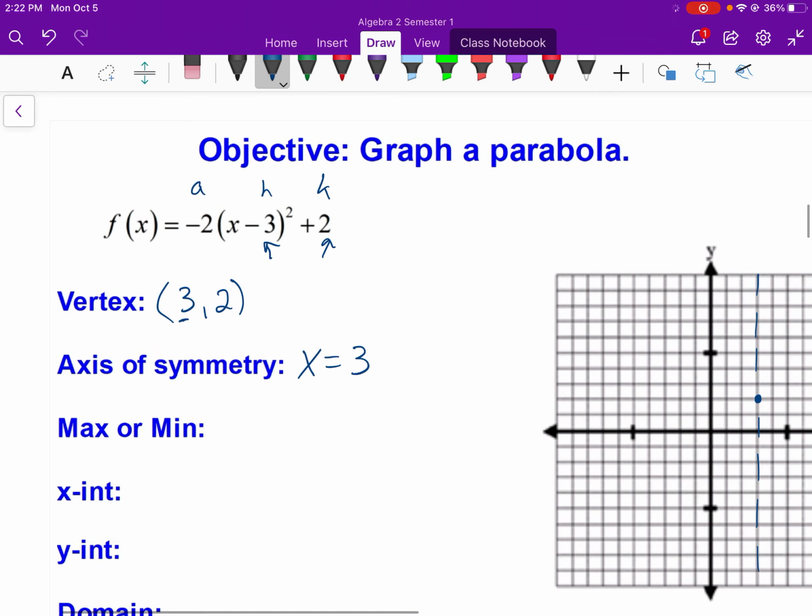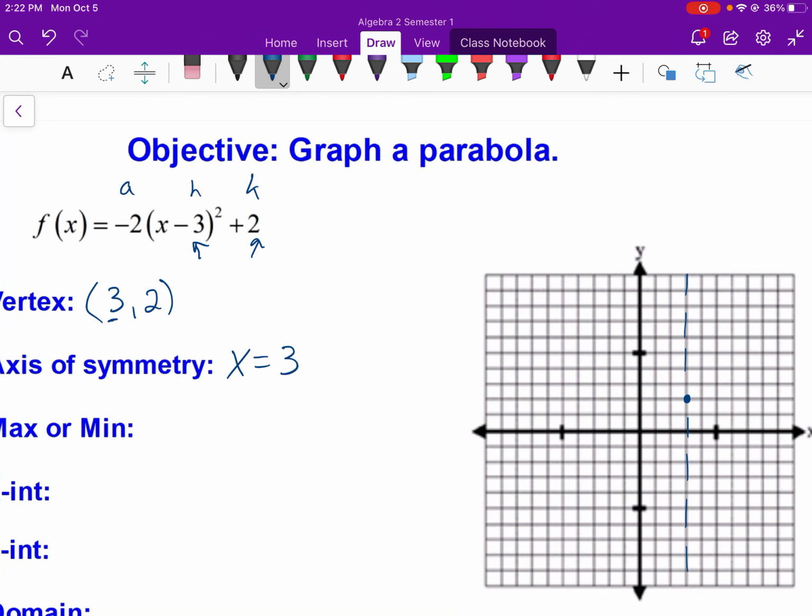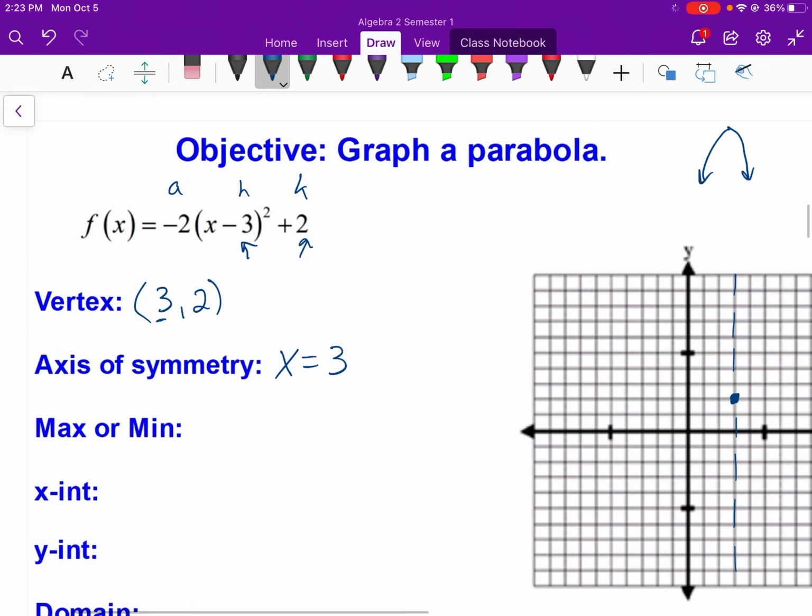Now, the other thing when it comes to max and min, that vertex is always the highest or lowest point. So it's all a matter of determining if it opens up or down. Same idea as when we did absolute value functions. You look at that a value. In this case, it is negative. Therefore, this parabola will open down. So that vertex here is your highest point, meaning we are going to have a maximum of y is equal to 2. We're just taking the y coordinate, and that is your max or min.